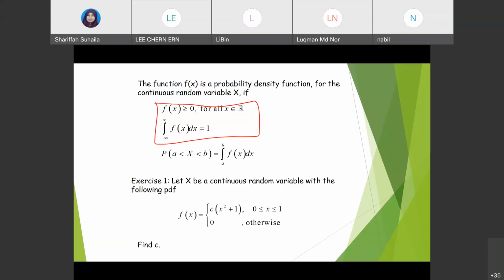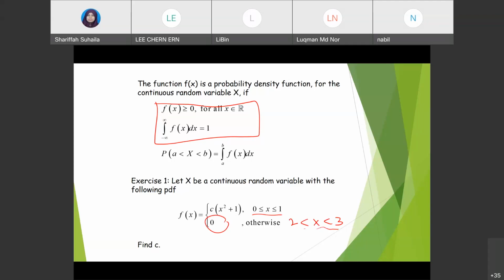For example, let's say between 2 less than x less than 3. This one, you get 0 density, because the function is only defined from 0 up to 1. So c(x squared plus 1).